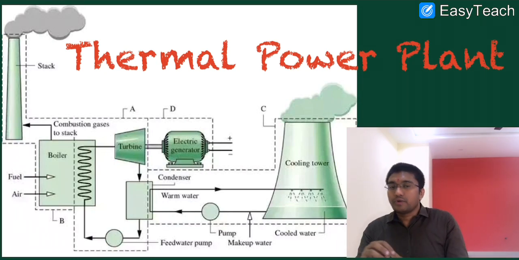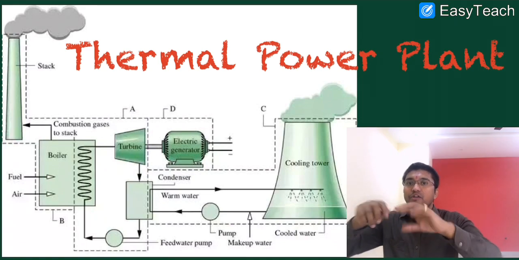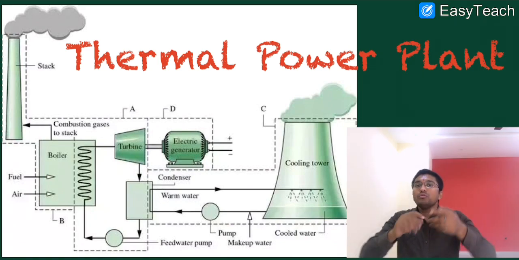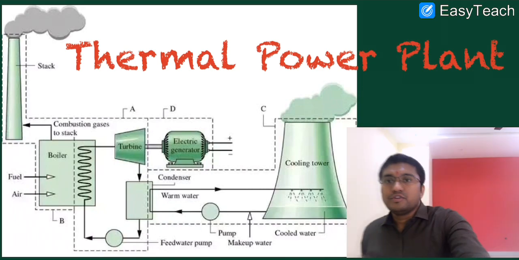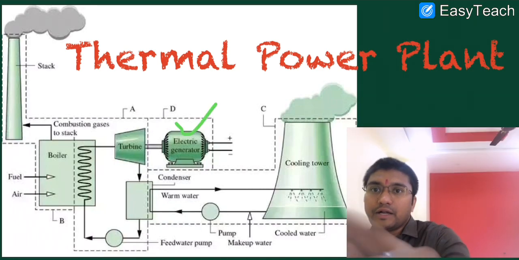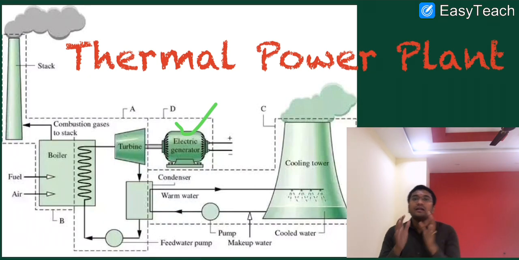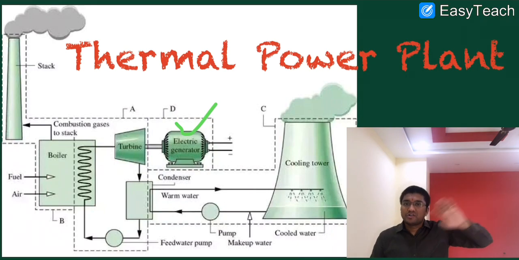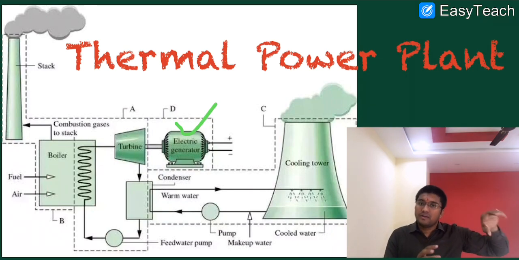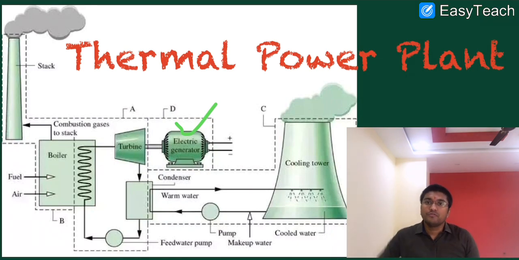When the turbine rotates, the shaft connected with the turbine will move, and when the shaft moves, the rectangular coil kept in the electric generator will be moved. So when the coil rotates in the electric generator, electricity will be produced, and that electricity will be transmitted to the nearby power station, from where it can be distributed through the transformer, which we have seen just now.